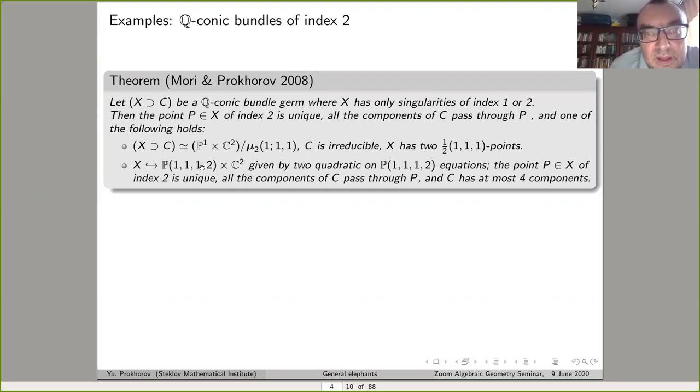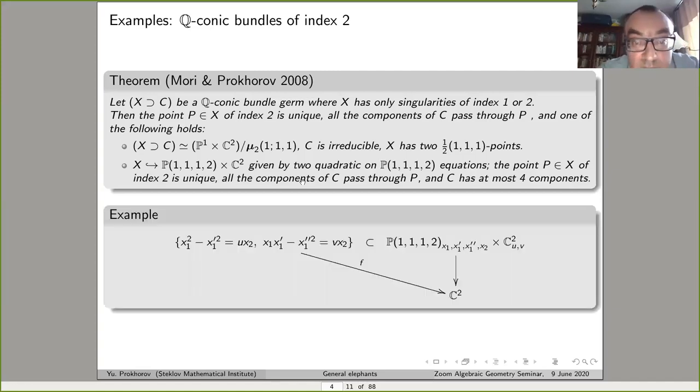The second case is more general. We have a complete weighted intersection of two quadrics in a relative weighted projective space. In this case, the non-Gorenstein point is unique, all the components pass through this point, and C has at most four components. We have a picture like this. In this particular example, we have exactly four components of our germ.